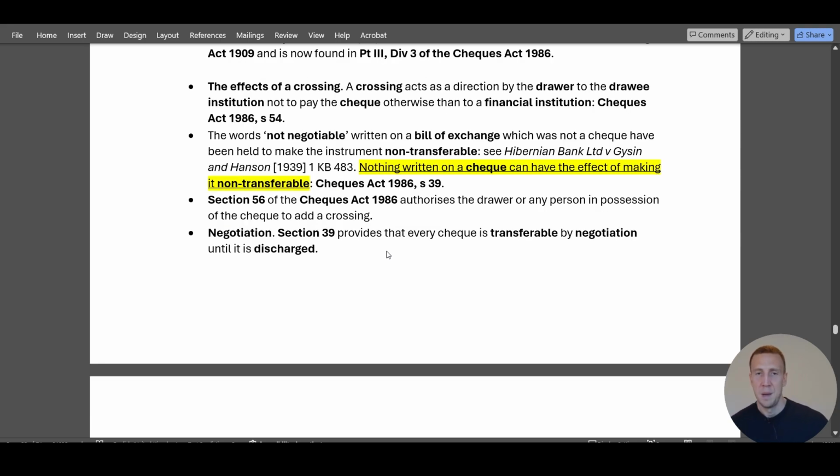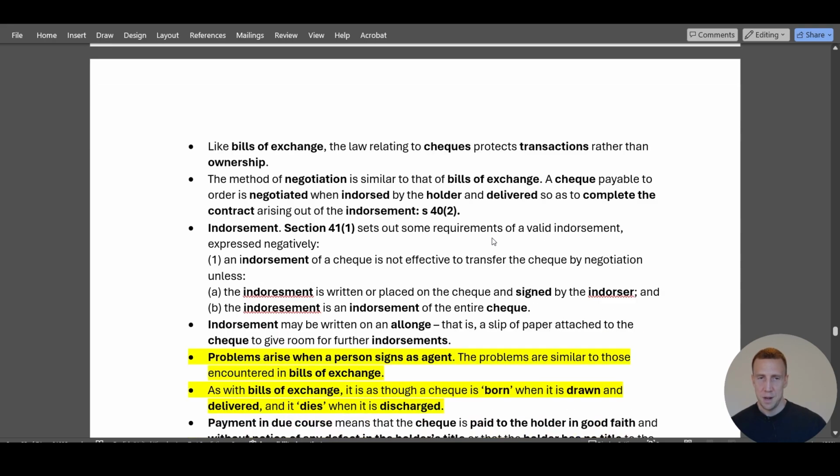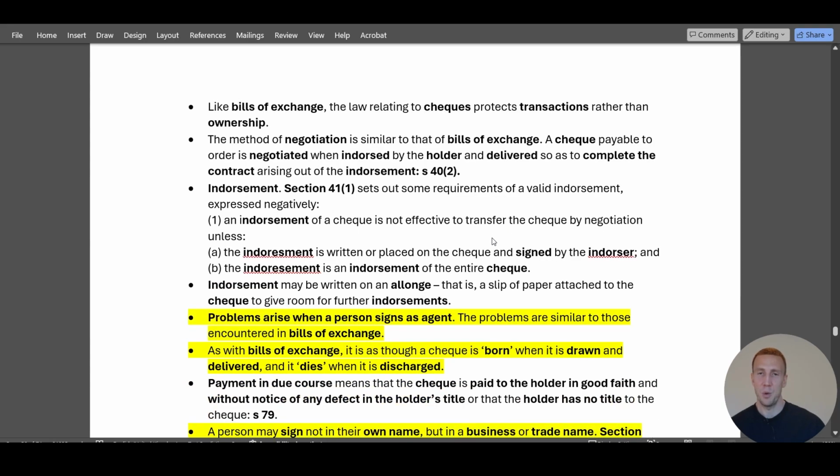Section 39 provides that every cheque is transferable by negotiation until it is discharged. So like bills of exchange, the law relating to cheques protects transactions rather than ownership, and the method of negotiation is similar to that of bills of exchange. A cheque payable to order is negotiated when endorsed by the holder and delivered so as to complete the contract arising out of the endorsement.